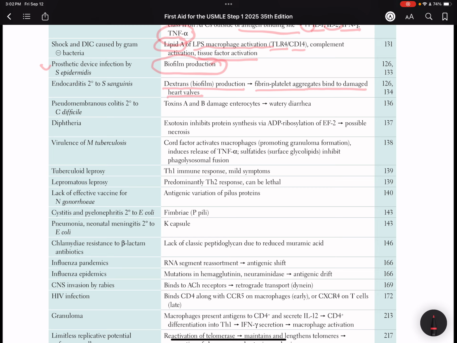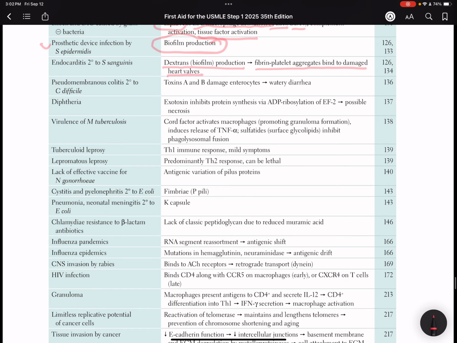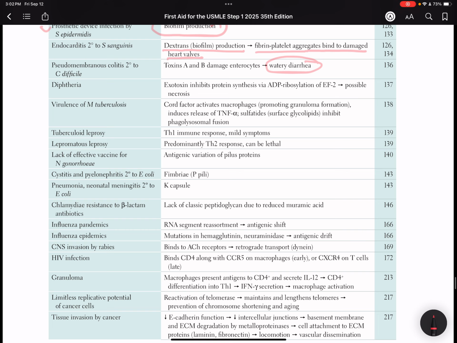So in endocarditis, you have fibrin platelet aggregate binding to damaged heart walls. Next is pseudomembranous colitis secondary to C. diff. Toxin A and B damage enterocytes, causing watery diarrhea. Next condition is diphtheria. Diphtheria is caused by exotoxin, which inhibits protein synthesis via ADP ribosylation of EF2, leading to possible necrosis.